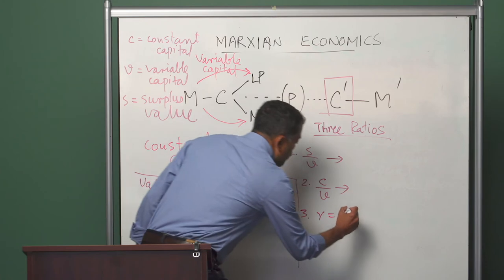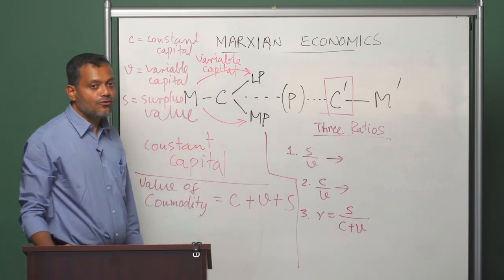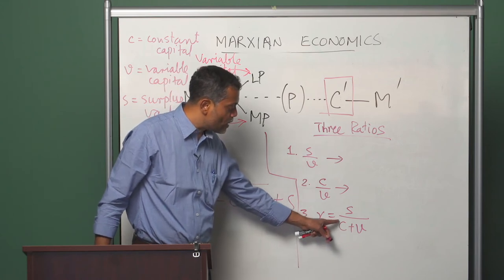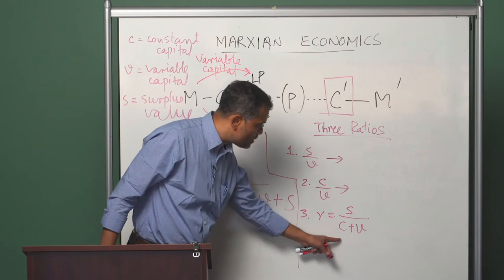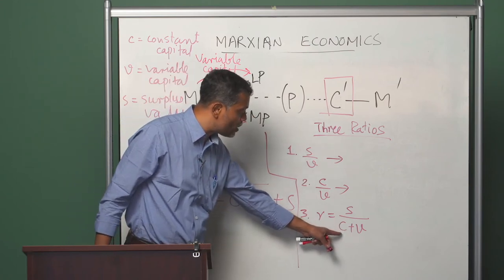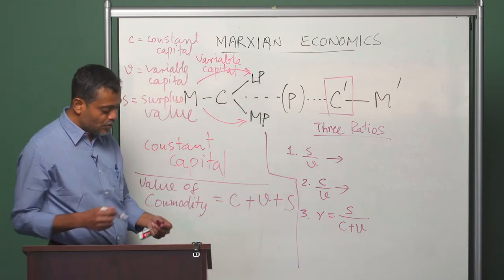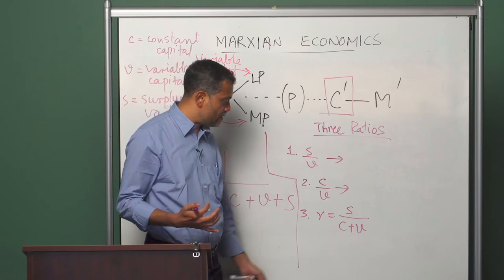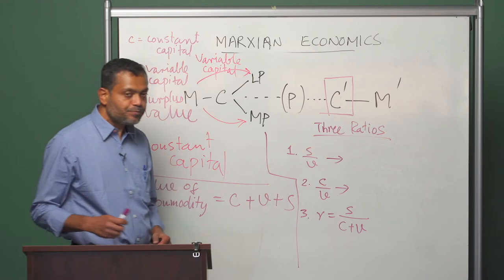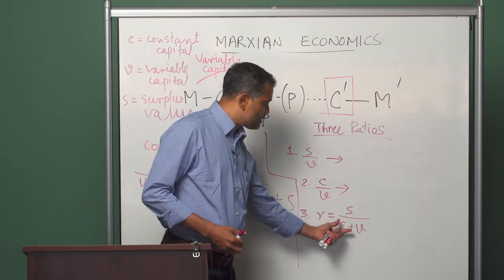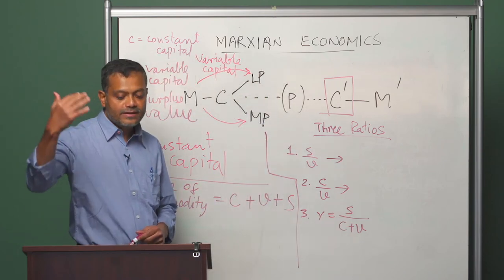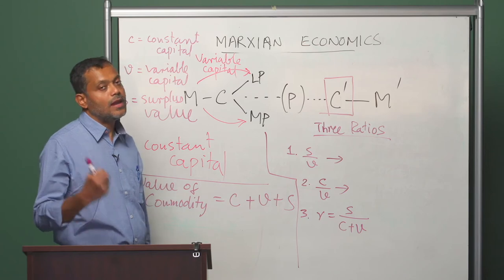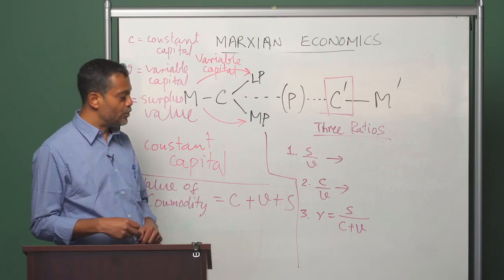And the third ratio is the rate of profit. The rate of profit is the ratio of the surplus value and the total amount of capital that is invested in production. The total amount of capital invested in production is the amount that is used to purchase the non-labor inputs to production, means of production, that's constant capital, and the amount that is used to purchase labor power, which is the variable capital. The ratio of surplus value that is extracted to the total cost of production is known as the rate of profit. A capitalist enterprise is interested in maintaining a high or increasing rate of profit, and therefore this ratio is one of the most important ratios that gives us an idea of how well a capitalist enterprise or a whole capitalist economy is doing.